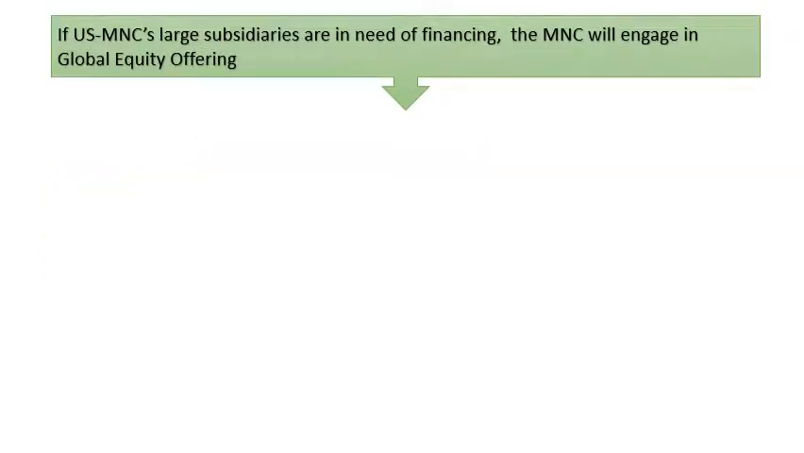If the United States multinational company's large subsidiaries are in need of financing, the multinational corporation will engage in a global equity offering. Thereby, they can simultaneously access equity from multiple countries. The stock will be listed on an exchange in the foreign country and denominated in the local currency, so that investors there can sell their holdings of the stock in the local stock market.